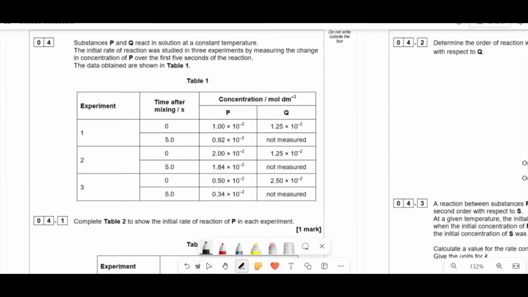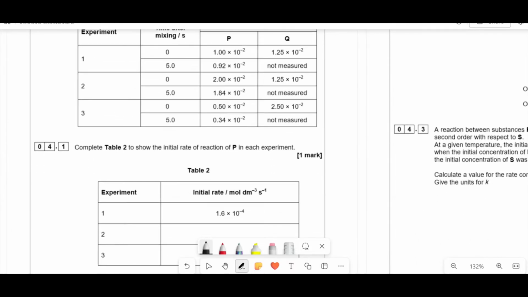Substances P and Q react in a solution at constant temperature. The initial rate of reaction was studied for 3 experiments by measuring the change in concentration of P over the first 5 seconds of this reaction. The data is shown in Table 1. So it says complete Table 2 to show the initial rate of reaction in P for each experiment.